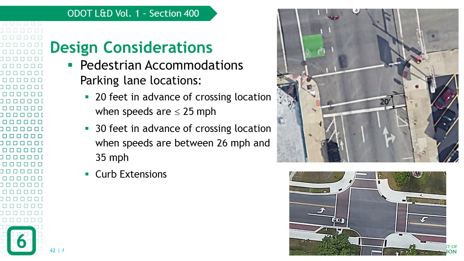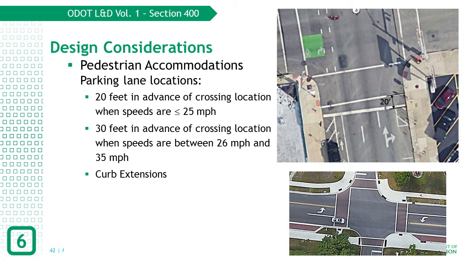Pedestrian visibility at an intersection is critical to pedestrian safety and the vehicle-pedestrian interaction. The proximity of parking to a curb return can reduce or eliminate the visibility of a pedestrian entering a crosswalk to an approaching motorist. Ensuring parking is a minimum of 20 feet away from the crossing location on roadways with speeds 25 miles per hour or less, and 30 feet away from the crossing location on roadways with speeds between 26 and 30 miles per hour can increase pedestrian visibility at an intersection.